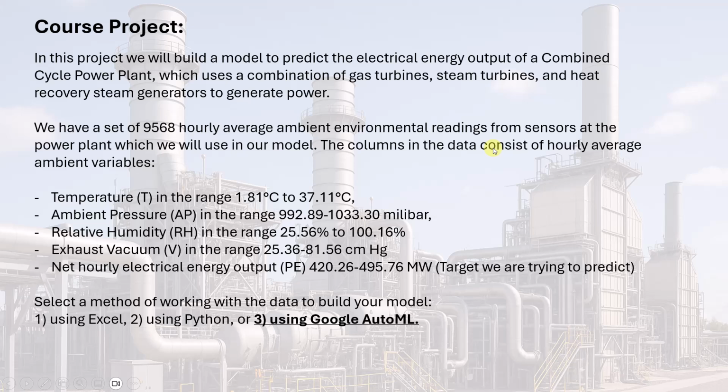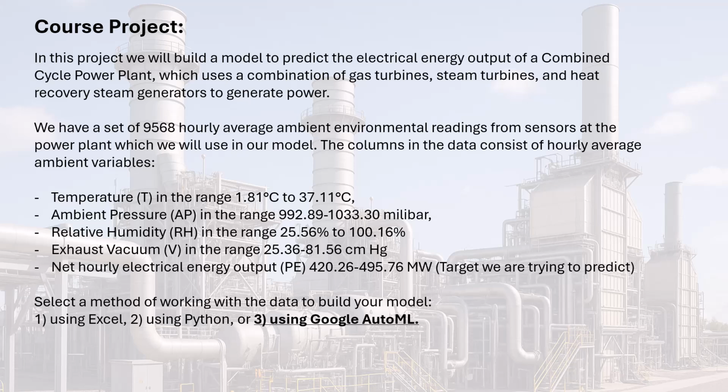So for the course project, we received a set of nearly 9,600 hourly average ambient environmental readings from a sensor at the power plant. The values are temperature T in the range of 1.81 to 37 degrees Celsius, the ambient pressure, the relative humidity RH, the exhaust vacuum V, and the net hourly electrical energy output PE, which is the target that we are trying to predict.